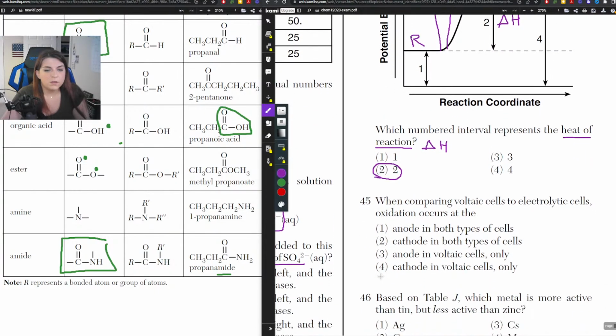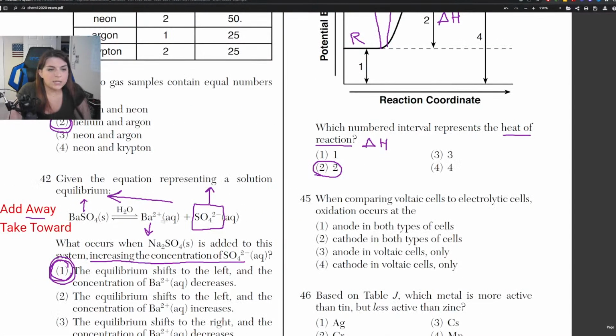45. Comparing voltaic cells to electrolytic cells, oxidation occurs at the blank. Okay, no matter what cell we're talking about, oxidation is going to occur at the anode and reduction occurs at the cathode. There's an acronym for that.